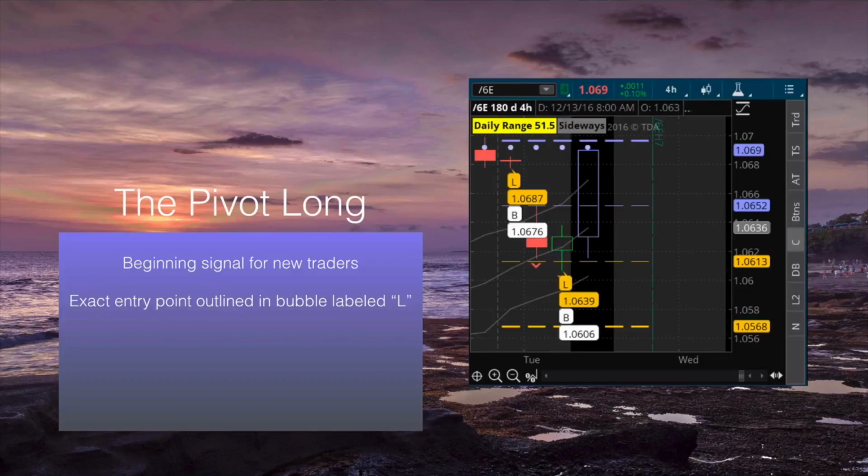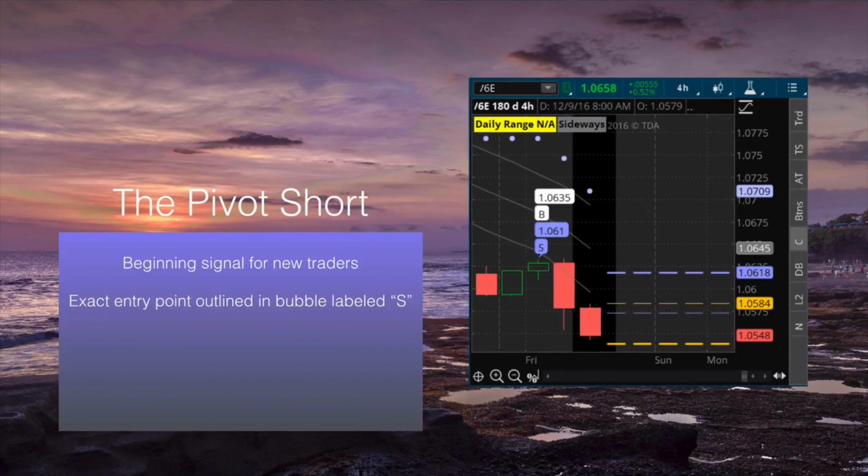In this case, these are 4-hour bars. The green bar is the 4 a.m. bar, and the purple bar is the 8 a.m. bar, which is when we typically start trading. And you would wait for that 8 a.m. bar, for prices to trade up through the 1.0639, and at that point you would go long on that particular signal.